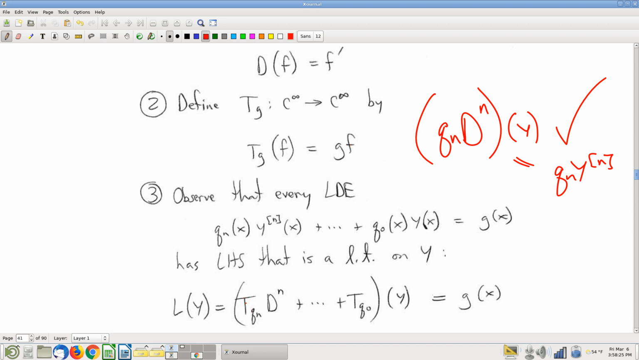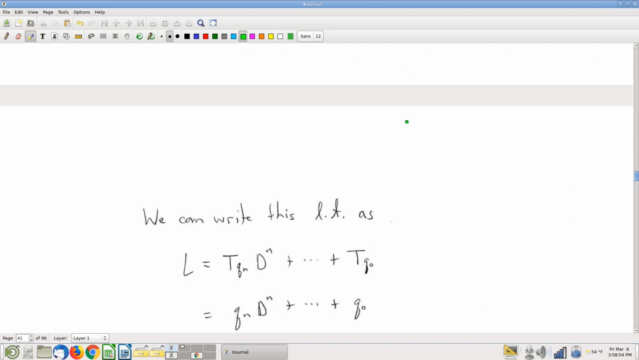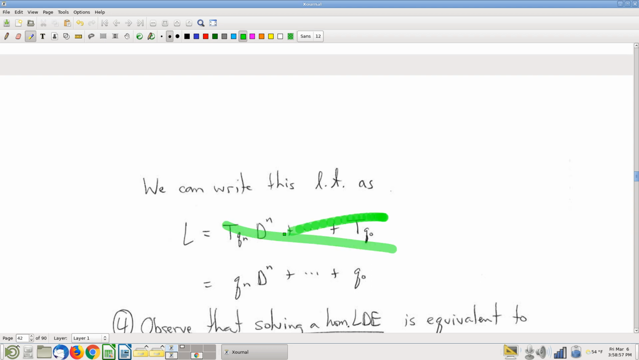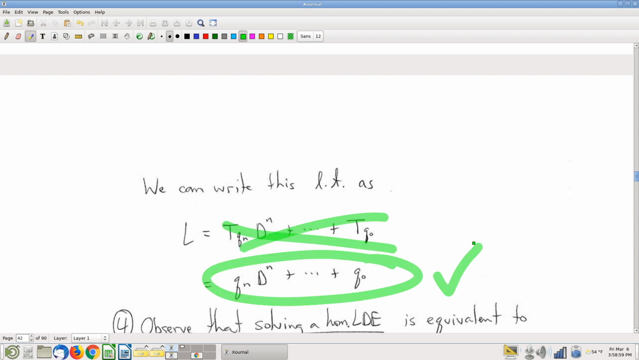Reasonable question, why didn't I do this in the first place? Per the book's suggestion, I wanted to emphasize that this action of multiplication by a function g is a linear transformation. I wanted to be bluntly clear that it is in fact a linear transformation. I can treat it with the algebra of linear transformations because after all, it is. But now that that's established and has served its purpose, I'm going to rewrite things this way. It's just a little bit easier. So instead of writing it this way, I'm going to write it that way.